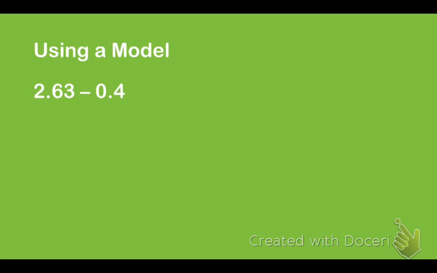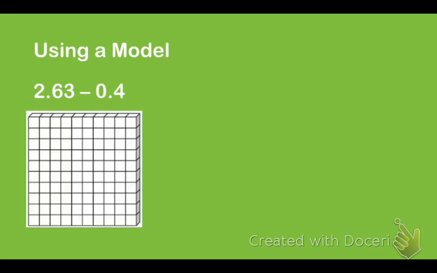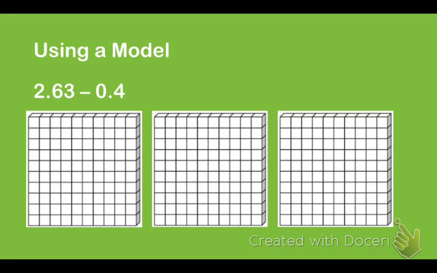In this strategy, we're going to be using a model to represent the problem 2.63 minus 0.4. We're going to be using some base 10 blocks. Now, since we're taking 0.4 away from 2.63, I'm going to start by using a model that represents the number 2.63. So I need not only one, not two, but 3 of these 100 base 10 blocks.